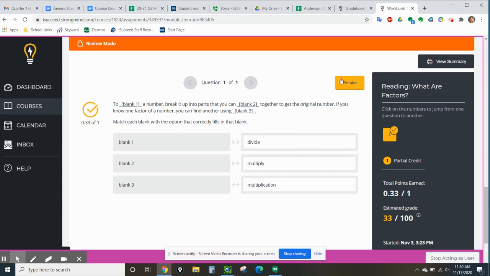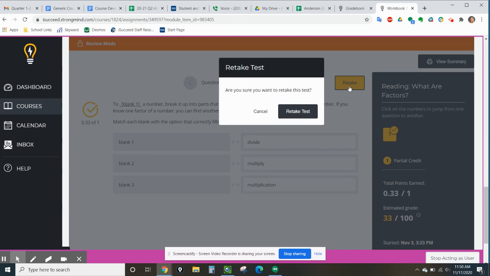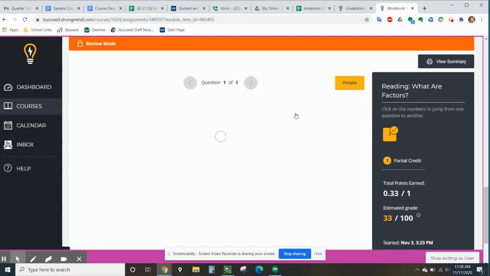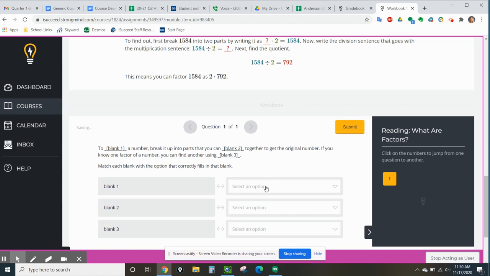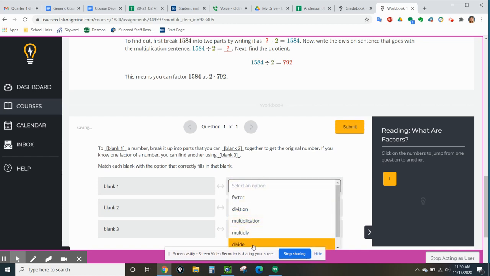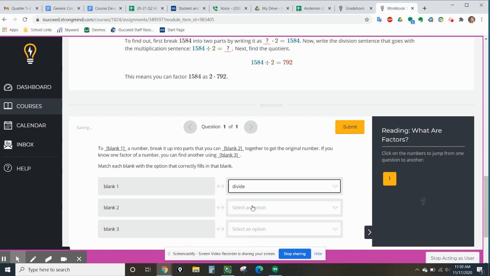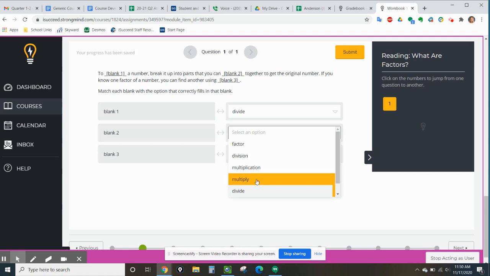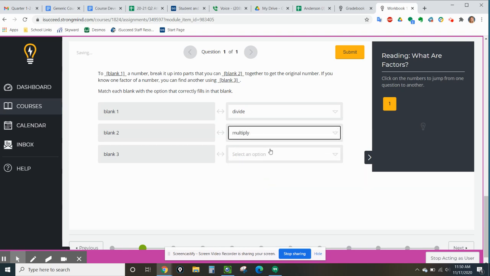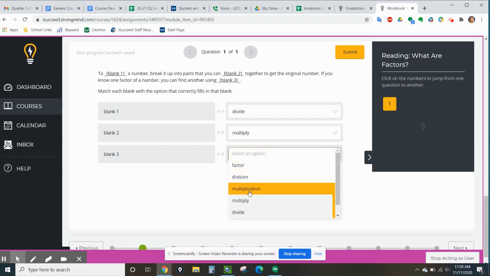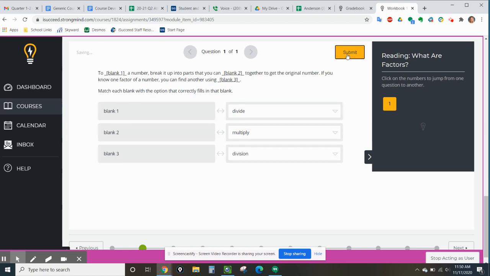So if you wanted to retake that, you would just click this retake button, because workbooks you can do as many times as you want until you get the right answer. So let's just click on this retake. Okay, so to divide a number, you break it up into parts that you can multiply. These are just the answers that you had there last time. Break it up into parts that you can multiply together to get the original. If you know one factor of a number, you can find the other using division. There it is. So let's try submitting that.